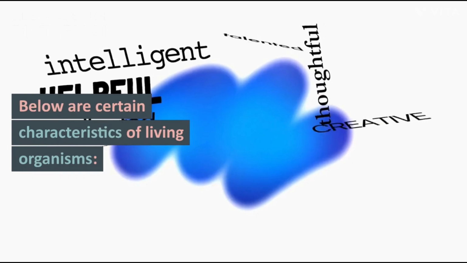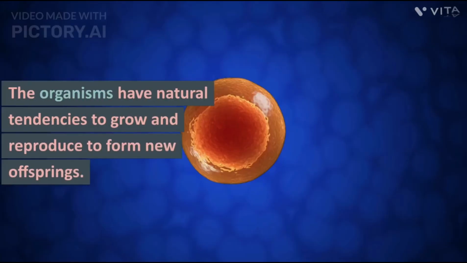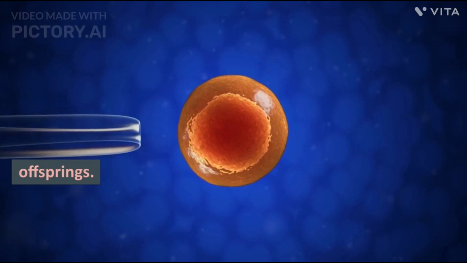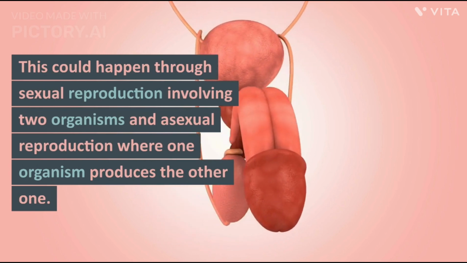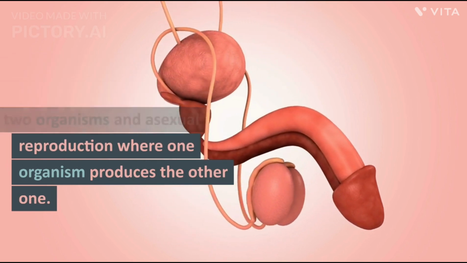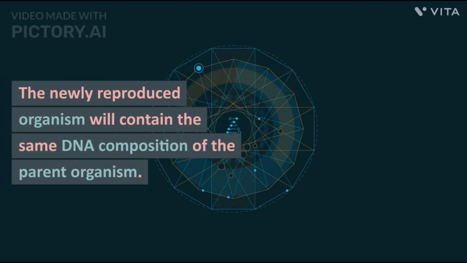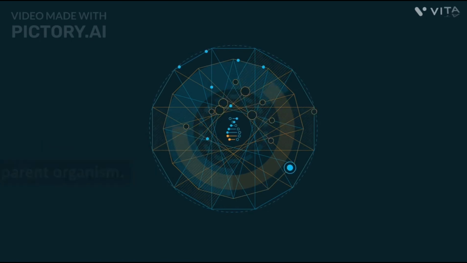Characteristics of living organisms. Below are certain characteristics of living organisms. Reproduction. The organisms have natural tendencies to grow and reproduce to form new offsprings. This could happen through sexual reproduction involving two organisms and asexual reproduction where one organism produces the other one. The newly reproduced organism will contain the same DNA composition of the parent organism.